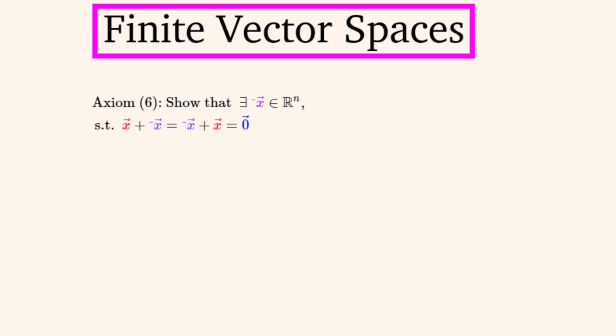Now to prove axiom 6, which says that there exists a negative for every element in Rn, we can prove this by showing that it's true for an arbitrary x. We'll set the negative of x to be equal to this row vector, which contains the negative of every entry in x. Then we'll show this to be the negative of x.